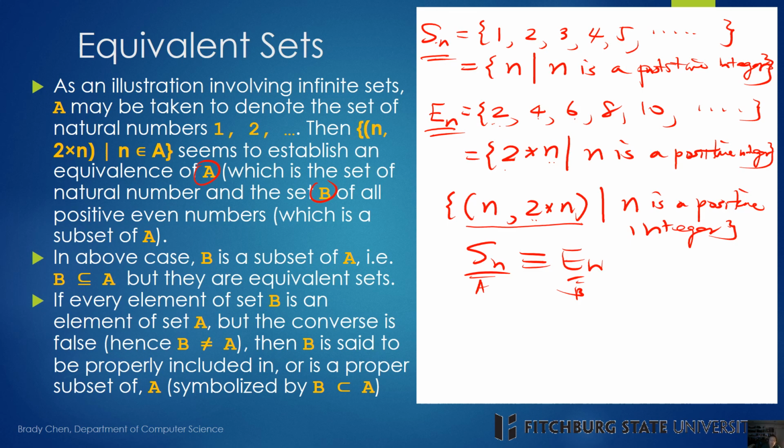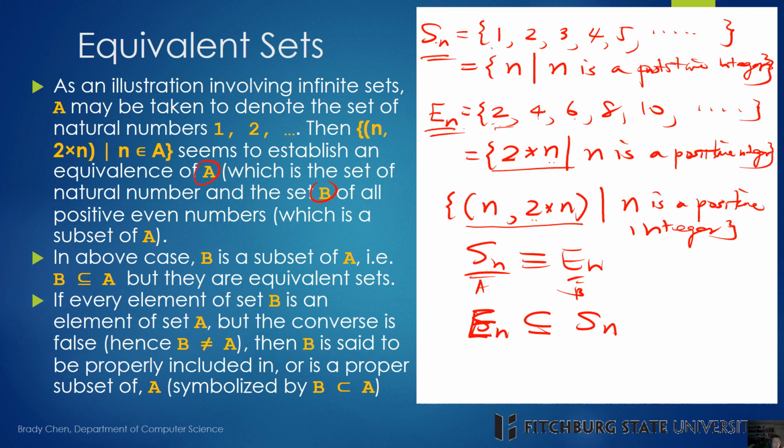But sometimes when we build the equivalence, if two sets are equivalent, then you can say the two sets have pretty much the same number of elements. That sounds reasonable, right? However, if you look at the details, you're going to find out En is actually a subset of Sn, because Sn contains all the positive integers, but En only contains the positive even integers, right?